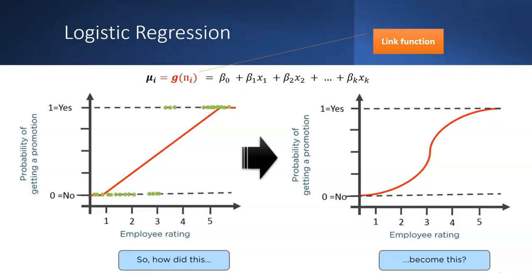Now here, in the g of this one, this is the basic equation, which we call the link function. The link function is very important here. So we have two options, yes and no, and then the probability of getting a promotion. For example, whether the person is getting a promotion or not. So the range is between 1 and 0, based on the employee rating, whether he will get the promotion or not.